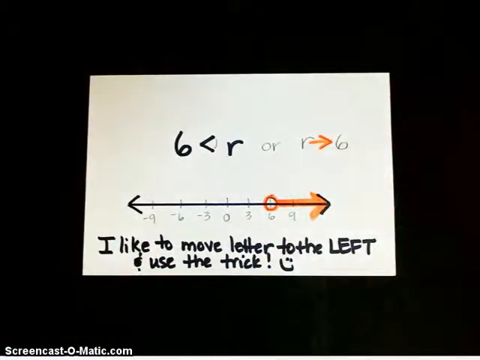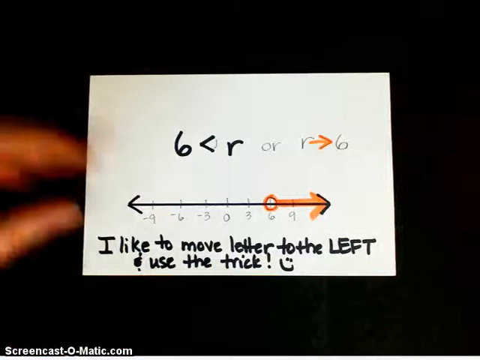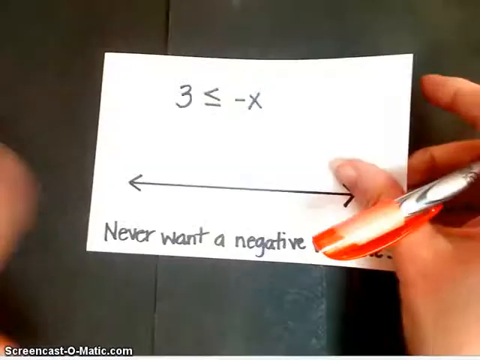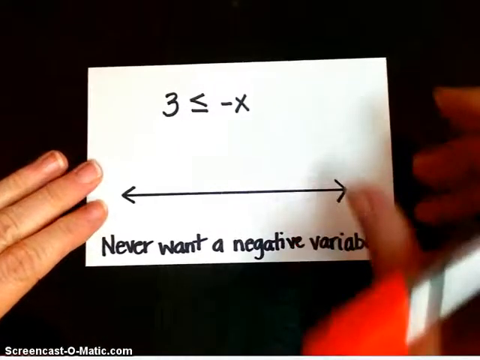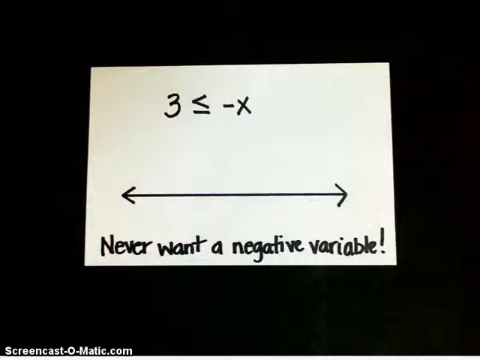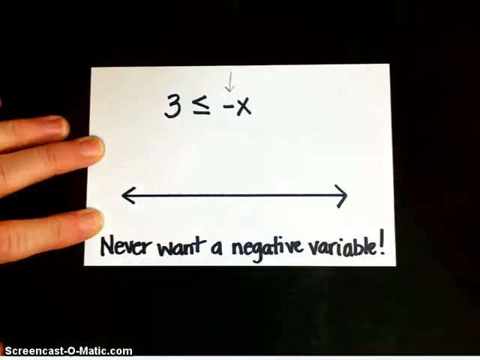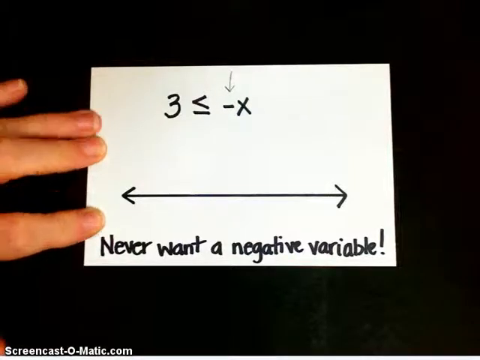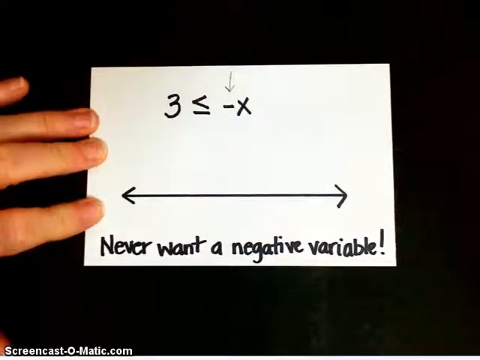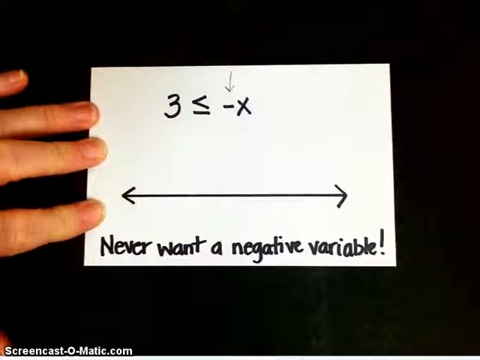Now this next one is a little bit different because this has a rule that you guys also know. We never, ever, ever want a negative variable. And right here you'll see that x is negative. We don't want that. We always want our variables to be positive. So what we have to do is a little bit of algebra to make that happen.